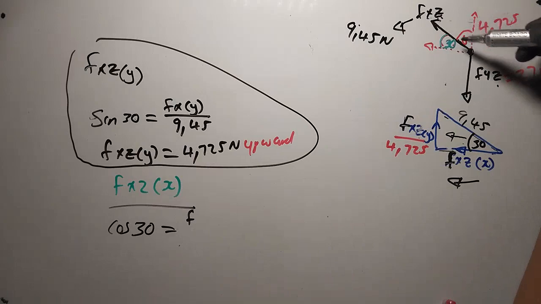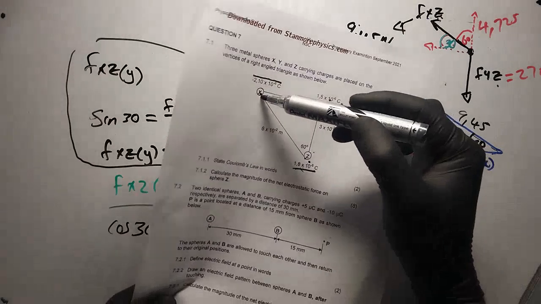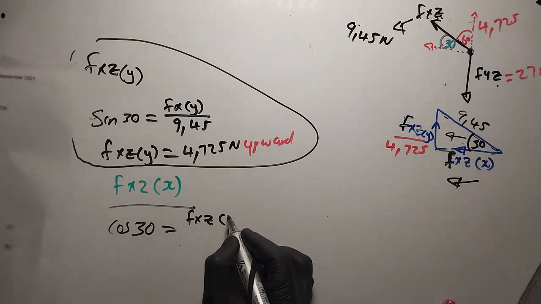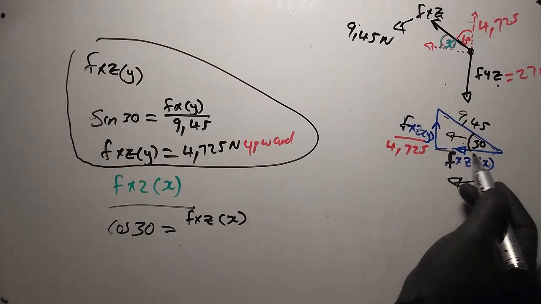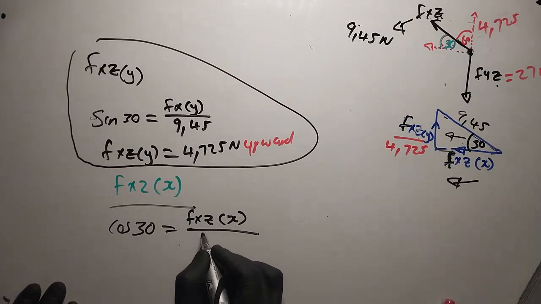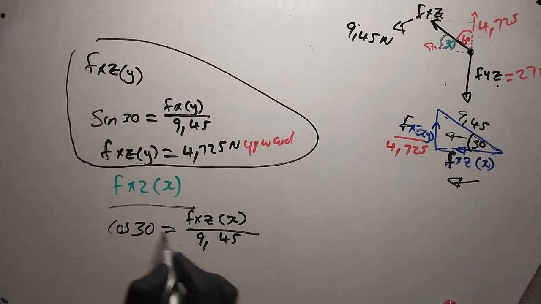This one we're checking over here. F y. Just go back to the diagram. It's f x z, f x z, and it's your x component. We're trying to check our x component, which is over our hypotenuse, which is 9,45. So when you do the calculation, you're going to cross multiply.